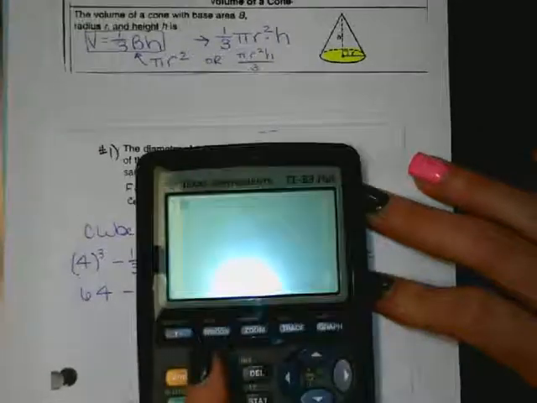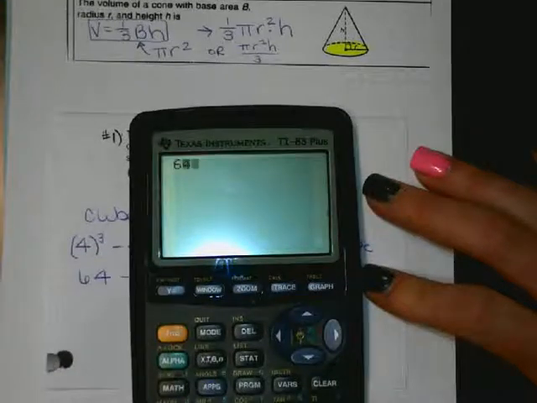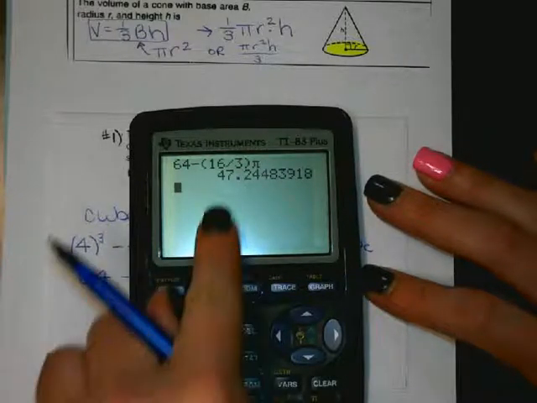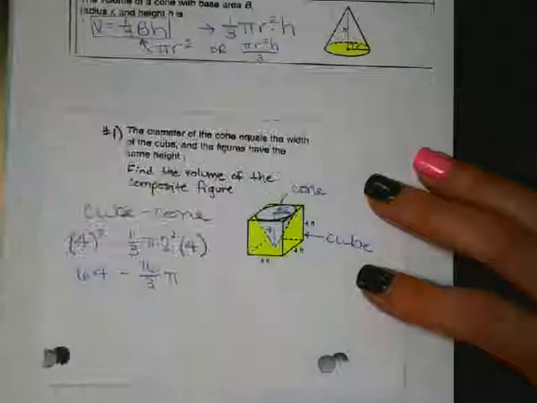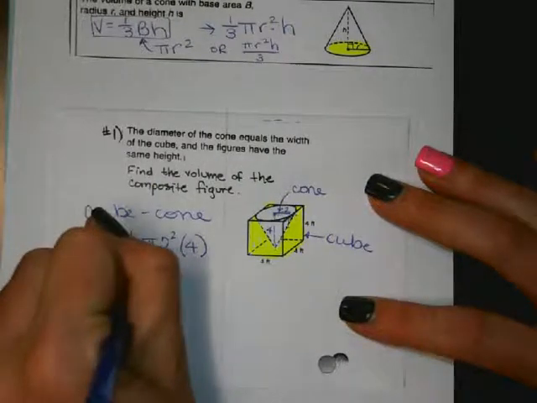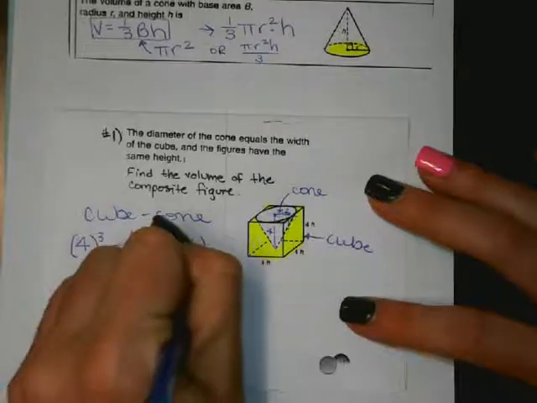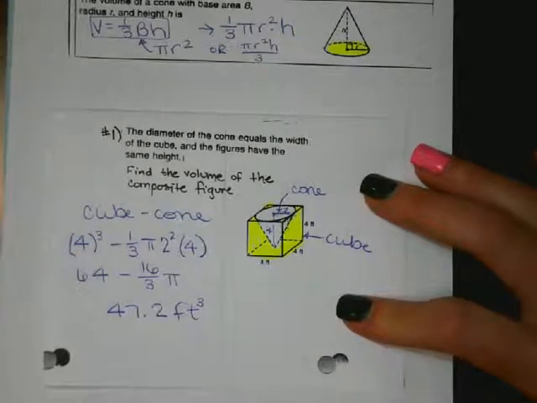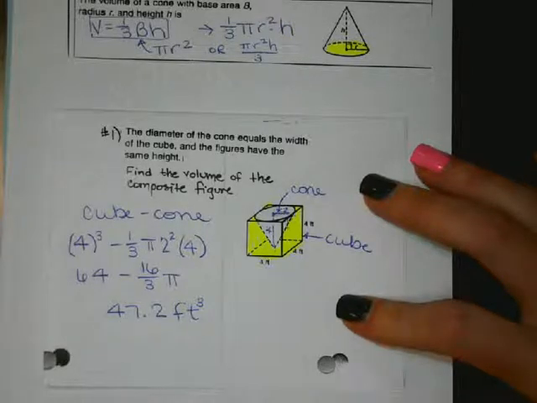And now I can go to my calculator. So let's get in our calculator here and do 64 minus 16/3 pi. And I should have 47 point, I'm going to round that to 2 feet. And then remember we're talking volume, so those are feet cubed. So go back, make sure I did all my calculations correctly and don't have any mistakes happening, because they happen.